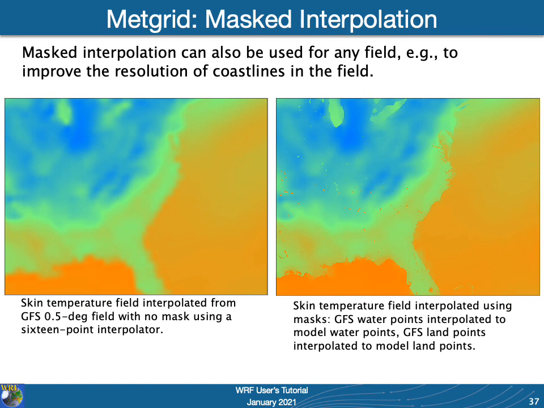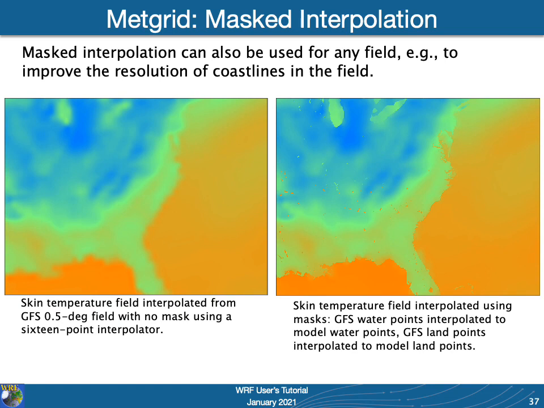and we can see an example of that on this slide. On the left panel, we're looking at the skin temperature field that has been interpolated from a half-degree GFS dataset onto a high-resolution model domain over the eastern United States. The skin temperature field is valid everywhere, so we can do something simple like apply a 16-point interpolation stencil everywhere, and the result is certainly a valid skin temperature field.